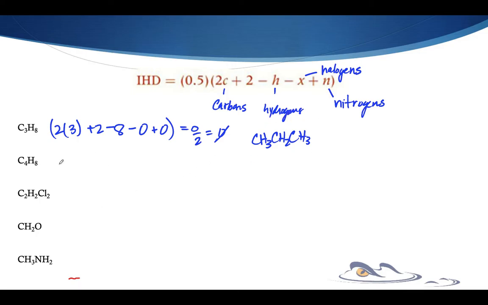Let's check out this next one, C4H8. We'll do the same thing, do the formula. So 2 times 4 carbons plus 2 minus 8 for the hydrogens, no halogens, no nitrogens. And so when we get done here, 2 times 4 is 8, plus 2 is 10, minus 8. That leaves me a remainder of 2, right? And divide that by 2, and I get 1. So it says 1 degree of unsaturation. Great. What does that tell me? That tells me it has either a pi bond or it has possibly a ring structure.